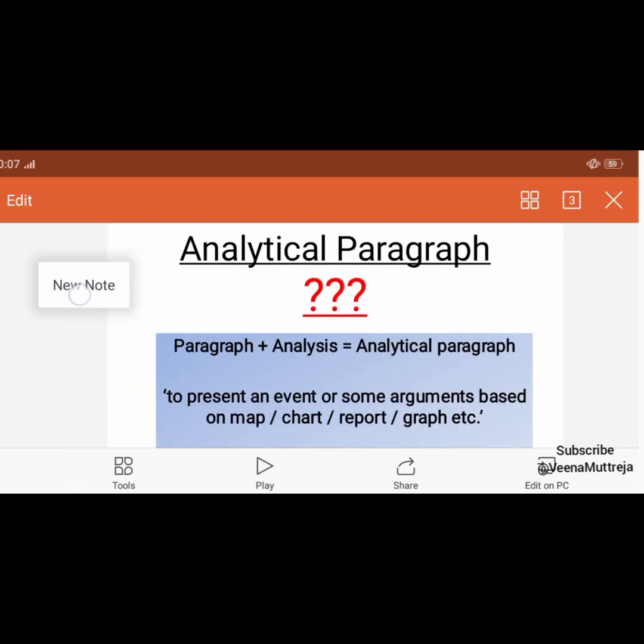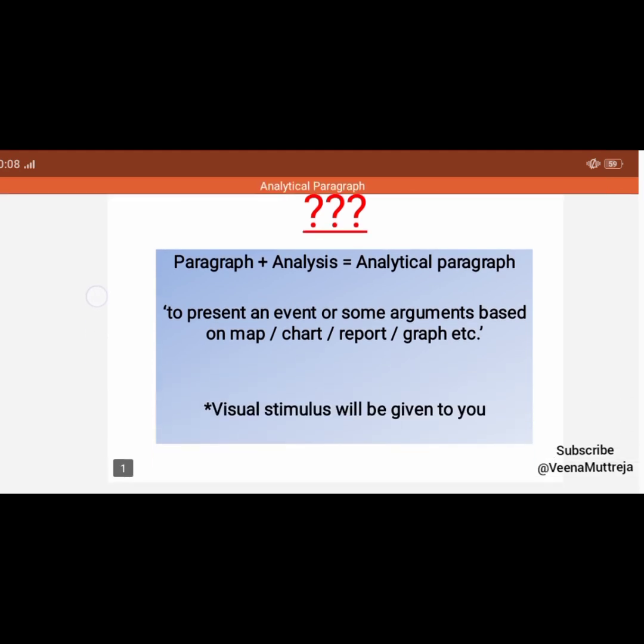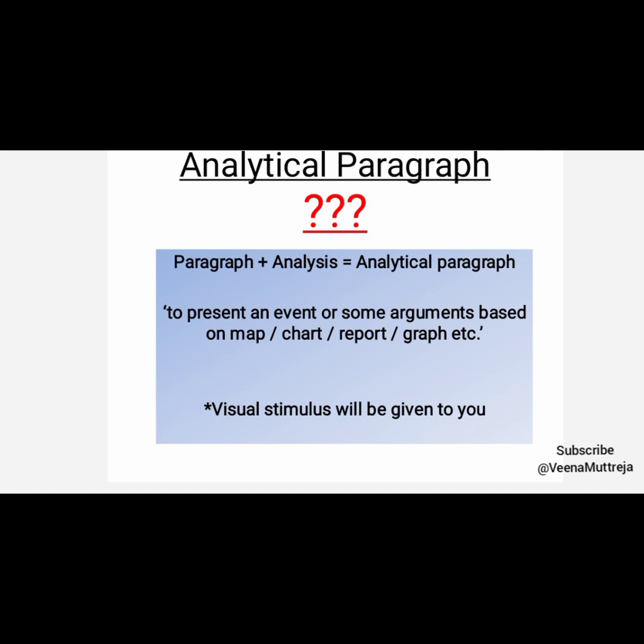First question that might be arising in your mind is, what is an analytical paragraph? If we talk about a simple definition, then to analyze something and write a paragraph about it is called an analytical paragraph. Or you can say it is to present an event or some arguments based on map, chart, report, graph, etc. Here in analytical paragraph, you will be given a visual stimulus, meaning any of these map, chart, report or graph will be given to you. Data will also be given to you and you are to write your paragraph according to that.